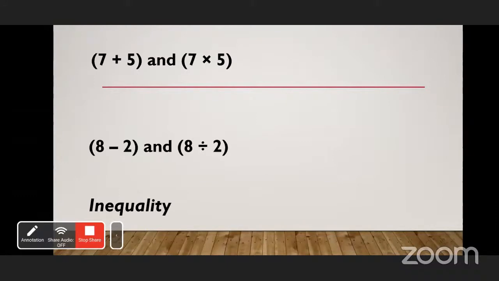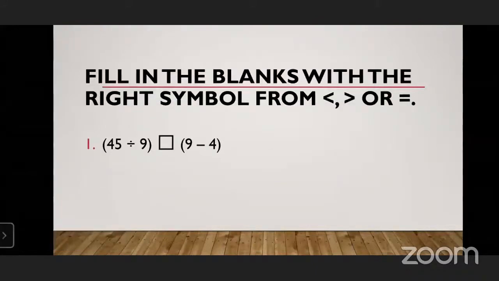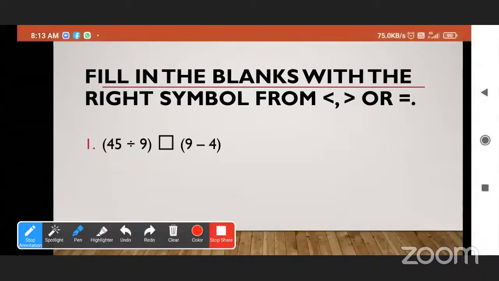Here are questions for you. Fill in the blanks with the right symbol from lesser, greater or equal. Now, see here. Read the first one. 45 divided by 9, box, 9 minus 4. Now we will find the value of this expression. 45 divided by 9 is 5.